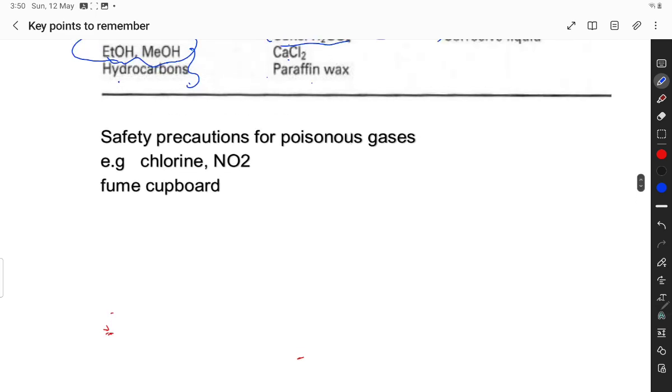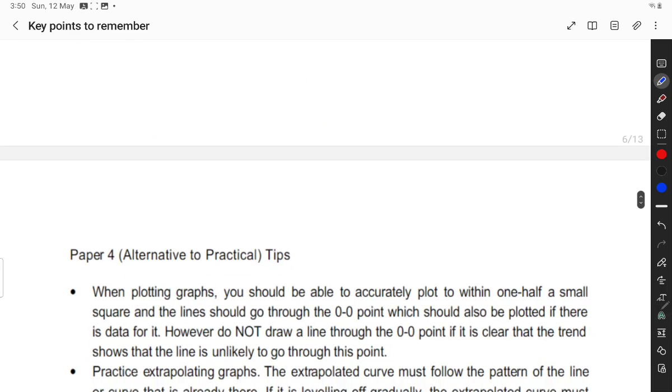This is the precautionary measure, the safety precaution if chlorine gas is evolved in any experiment. And it often asks you which safety precautions are used, so the experiment should be conducted in a fume cupboard.